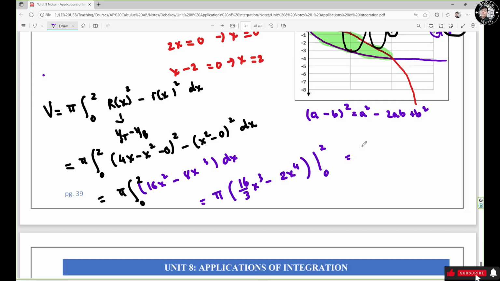So it's going to be pi times, substitute 2 for s, it could be 8. 8 times 16, it's going to be 128 over 3 minus 16 times 2 is going to be 32, right? So it's going to be 32 pi over 3 is the final answer, right?